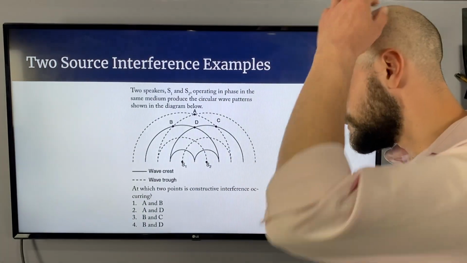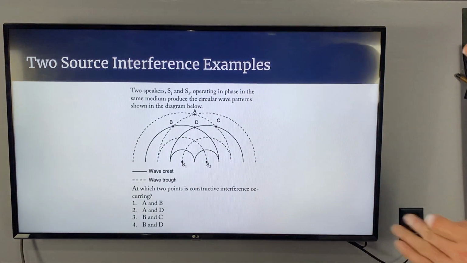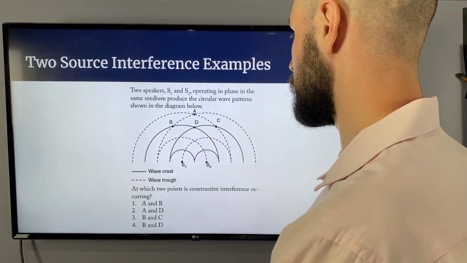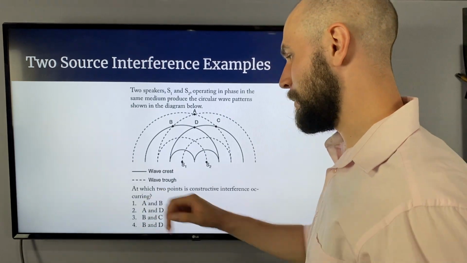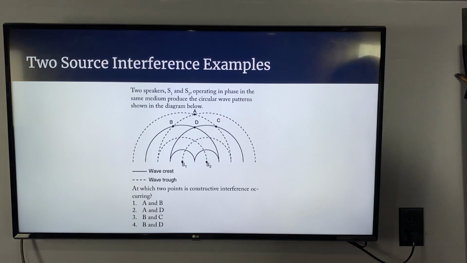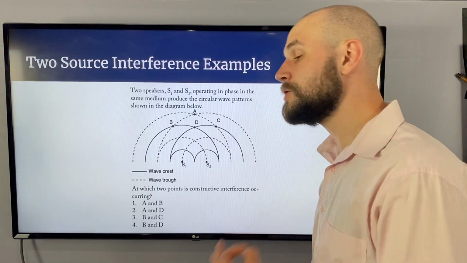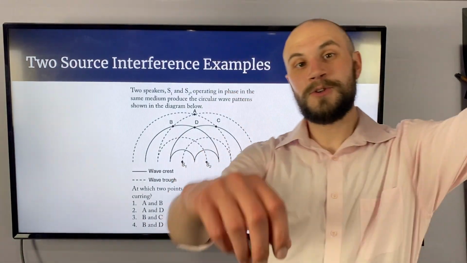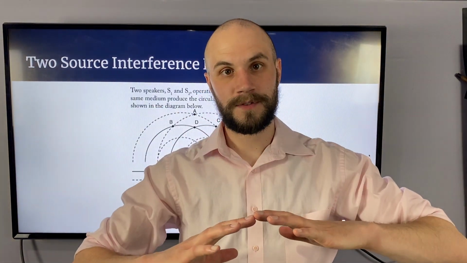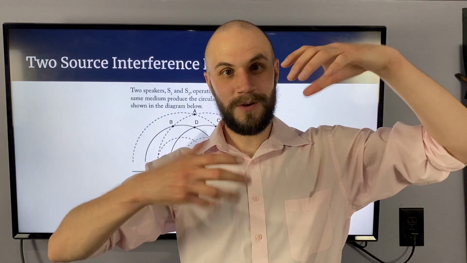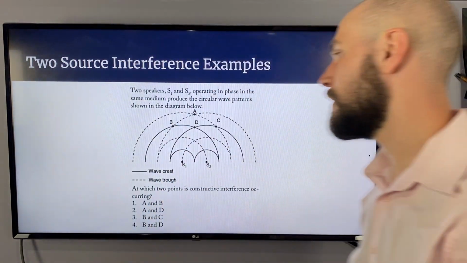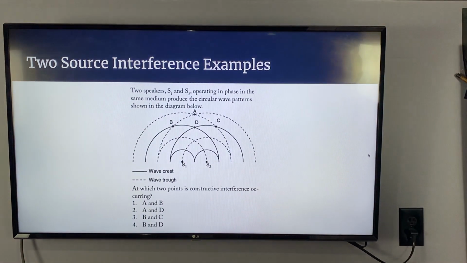Same thing with speaker 2. These speakers are creating the same pitch. We can see that they're operating at the same frequency. And what we want to know, at which two points is constructive interference occurring? Now, where does constructive interference occur? It occurs at two places where we have either two crests or two troughs. Having both crests is going to make a higher crest, or both troughs is going to make a lower trough. So let's take a look.